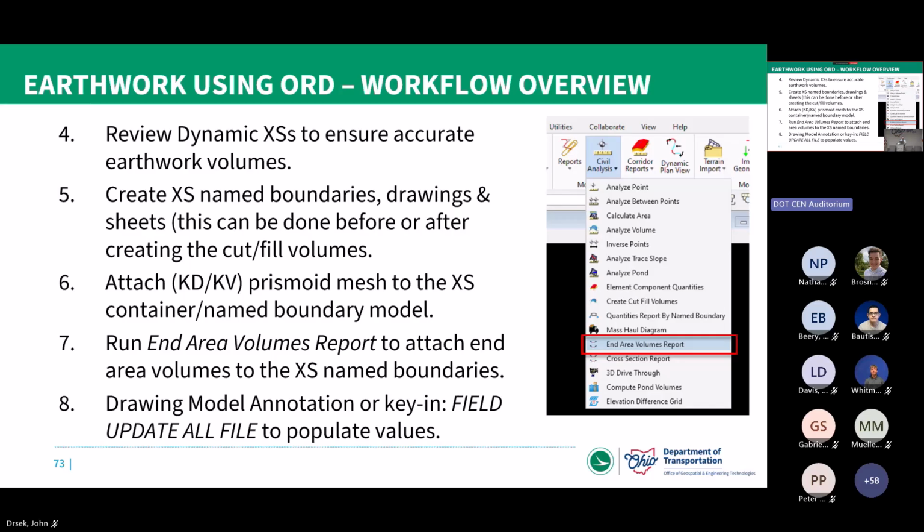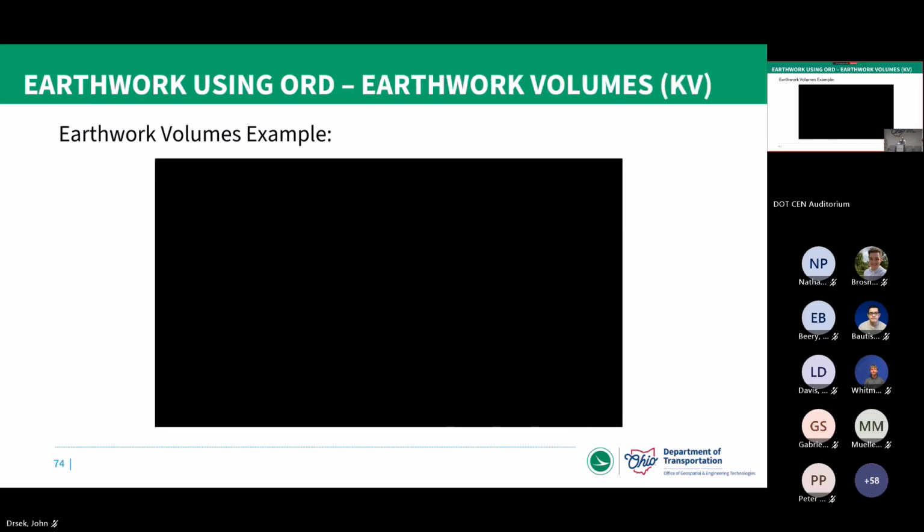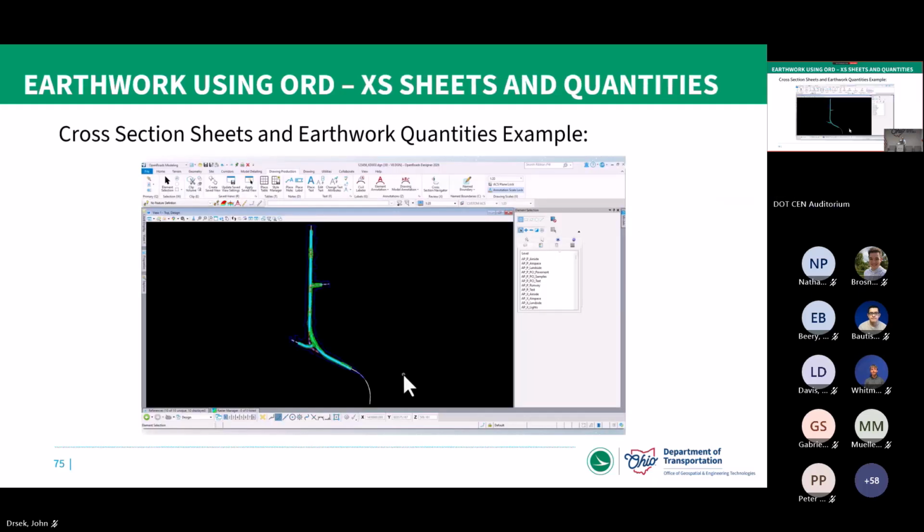Once we do that, we do our own little bit of QA, QC. We're going to then go through, create our cross-section drawing, assign all those volumes to our name boundaries, and then get all that annotation in there. So we're going to jump into another video here, hopefully.